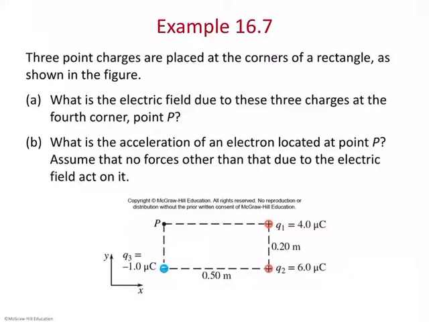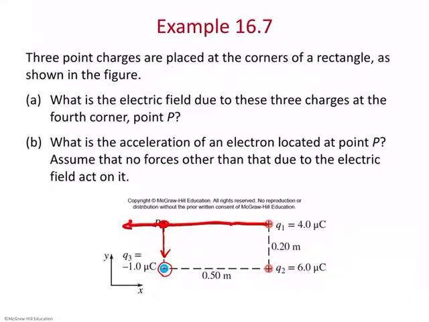For this one, I want you to try to remember that whenever there is a positive charge, the electric field lines are going away from it. Whenever there's a negative charge, like this one, those electric fields are going towards it. So for part A, what is the electric field due to these three charges at the fourth corner, or point P? That's because this negative charge, the electric fields go towards it.